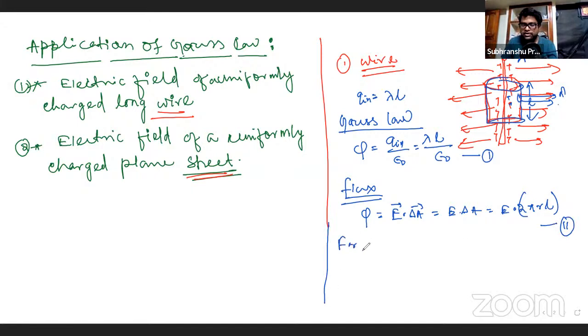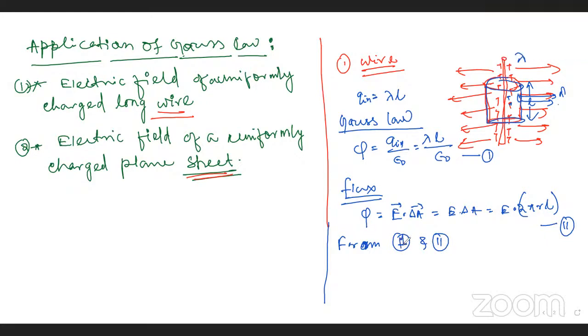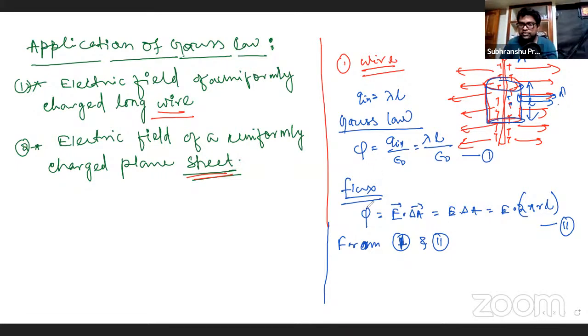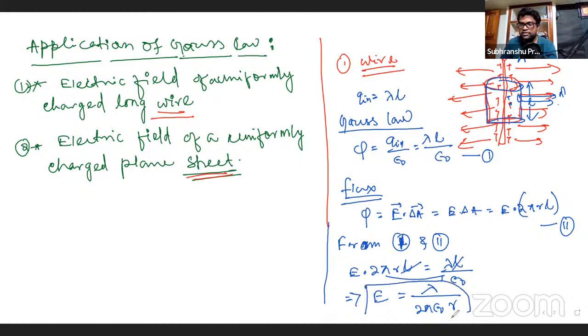Now from equation 1 and equation 2, what can you write? Both left sides are equal, so you can write the right sides equal: E 2 pi R L equals lambda L by epsilon naught. L gets cancelled. Our aim is to find the electric field, so just cross multiply: E equals lambda by 2 pi epsilon naught R.